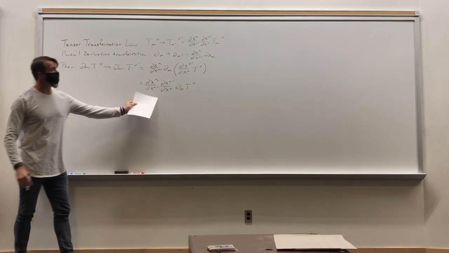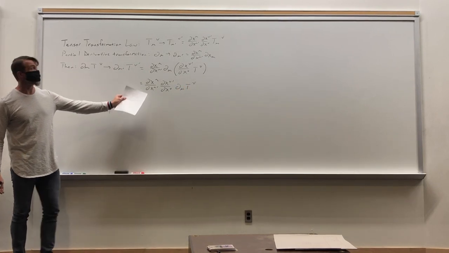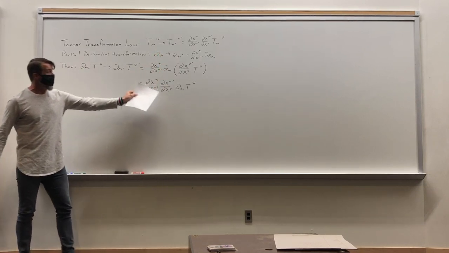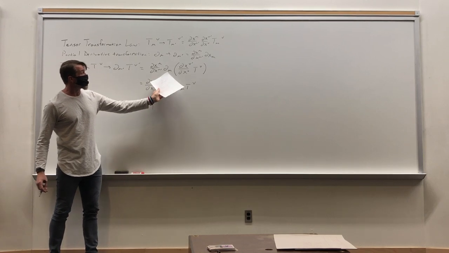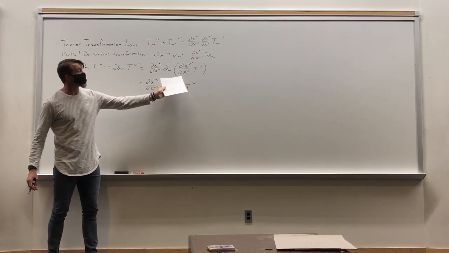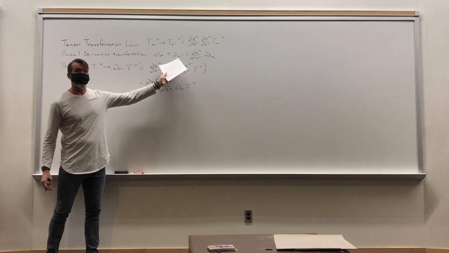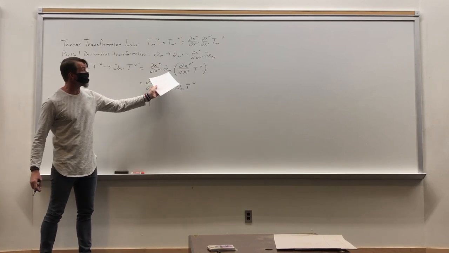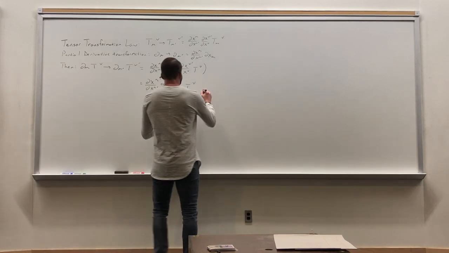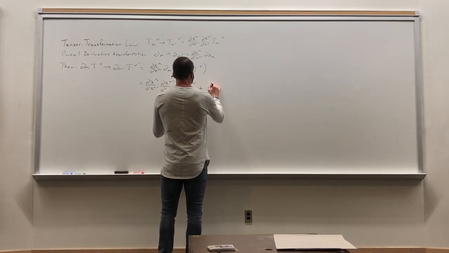So that's how we would love for this thing to transform if it was truly a tensor, because that's how a tensor transforms. But due to the product rule, the d mu is also going to act on this thing, because in general these coordinate transformations are functions themselves. So we're going to get a contribution from the derivative acting on this, and that is what is going to break this from transforming like a crude tensor.